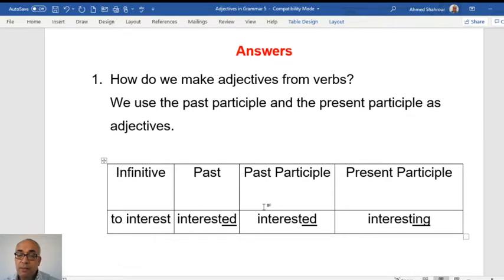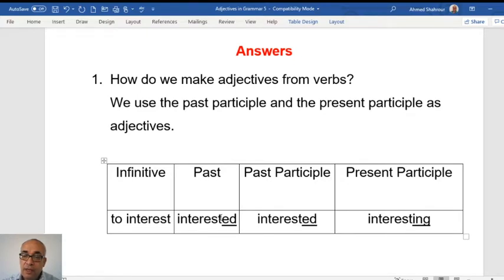If you look at this table, to interest is infinitive. What is infinitive? Infinitive is the verb before we change it, or before we add anything to it.